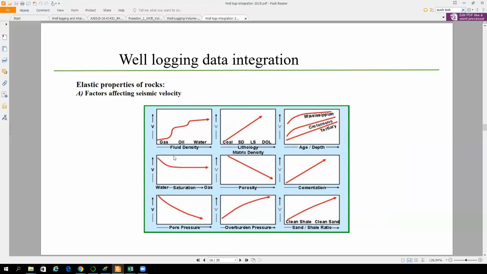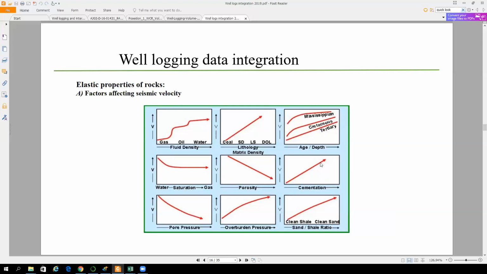Also, the velocity will change with the saturation and the fluid type. If we have a rock which is saturated with fluids, with different types of fluid, we see that the more the gas will increase, the more the velocity will get down. The velocity also will change with the porosity, and it's inversely linear with the porosity. So the more the rock is porous, the less is the velocity.